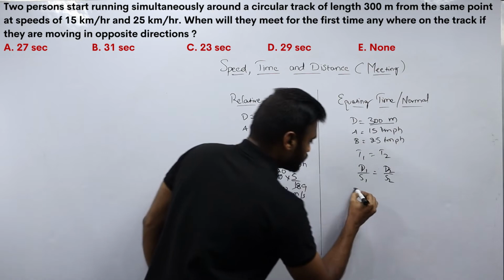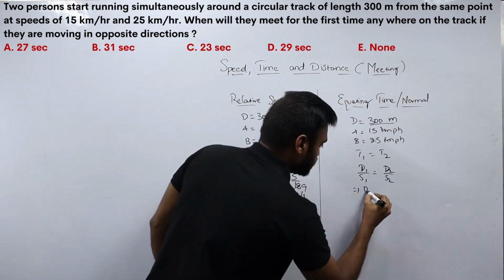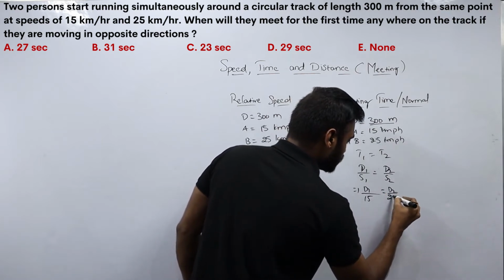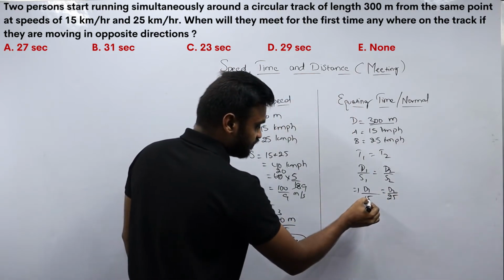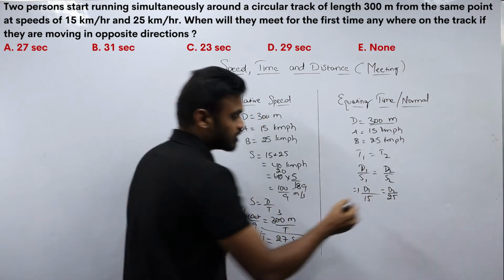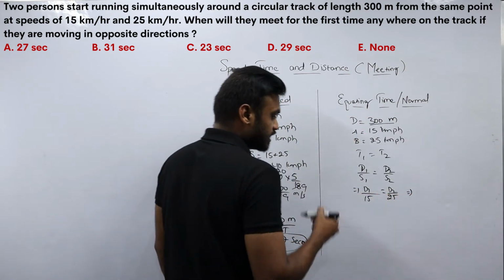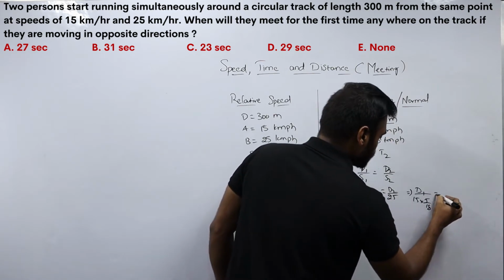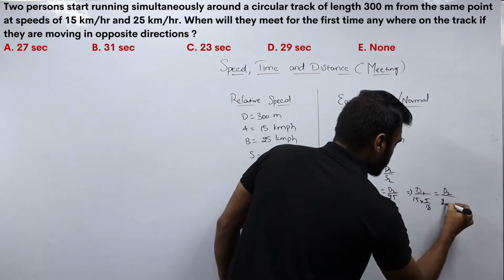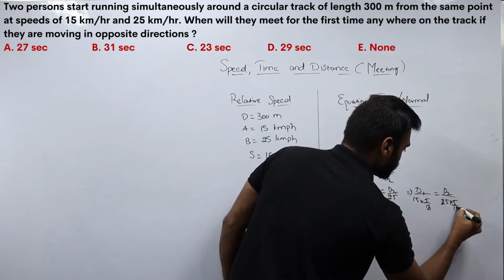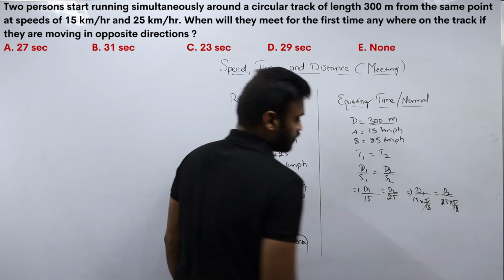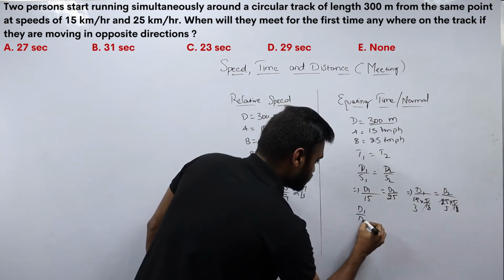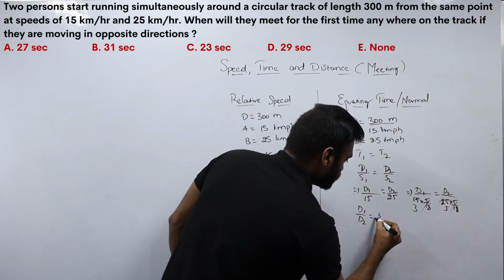Now see here, what is the speed of the first person? That is D1 by 15 km per hour equal to D2 by 25 km per hour. Now we need to convert this 15 km per hour to meter per second. How can we convert this? By multiplying with 5 by 18. So D1 by 15 into 5 by 18 equal to D2 by 25 into 5 by 18. 5 by 18 and 5 by 18 will be cancelled, and 5 3s are 15, 5 5s are 25. So we will get D1 by D2 equal to 3 by 5.